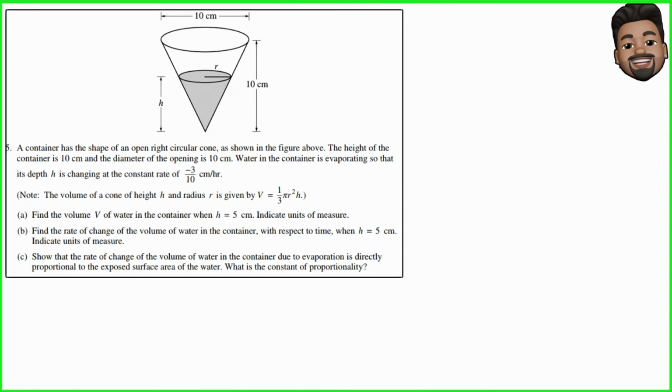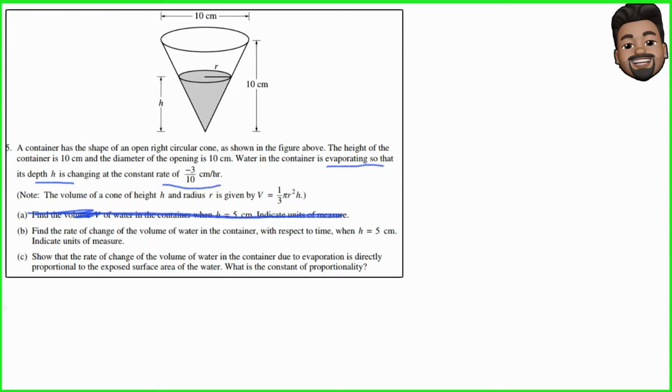Okay, let us go ahead and get rolling to the 2002 question B and C. So we read the question real quick. A container has the shape of an open right circular cone. The height of the container is 10 centimeters and the diameter of the opening is 10 centimeters. Water in the container is evaporating, so its depth H is changing at a constant rate here.